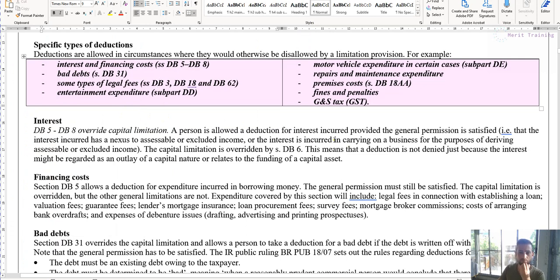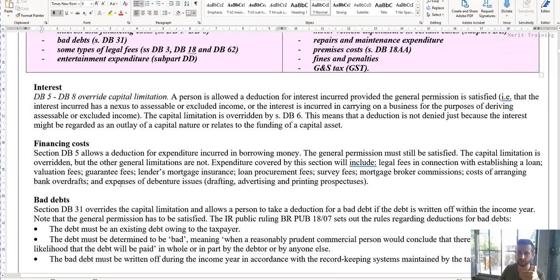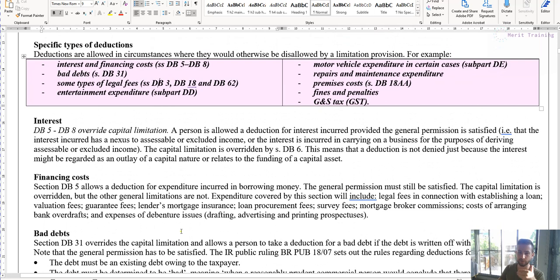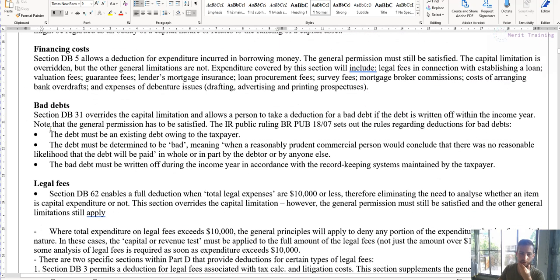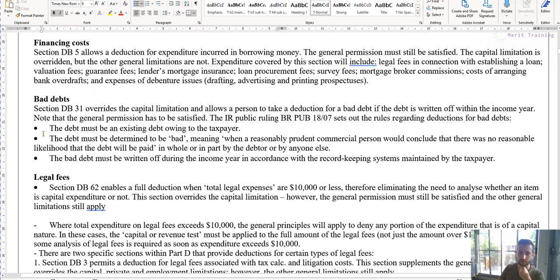So as long as all of these have a nexus to generating income, they're still deductible even if they're limited by one of the provisions, including capital. So your interest can still be capital and get a deduction. So financing costs as well, bad debts. So note, to get a deduction, the debt must be an existing debt, must be determined to be bad, must be written off during the year.